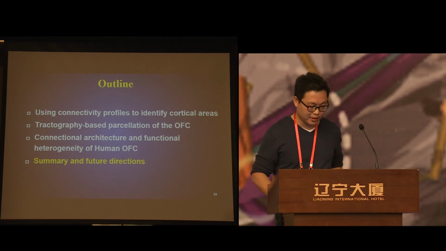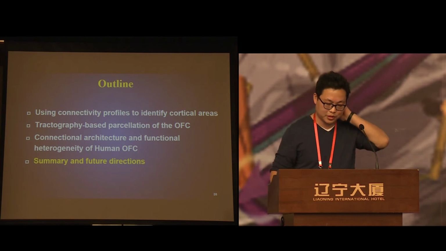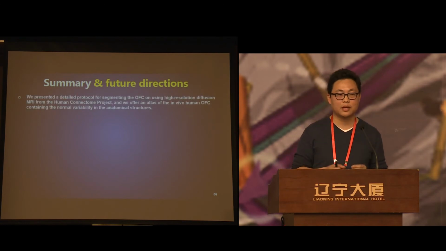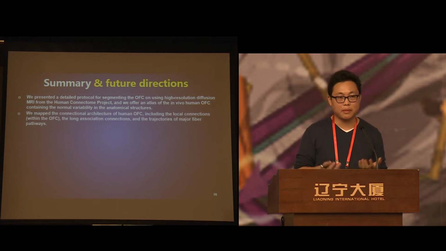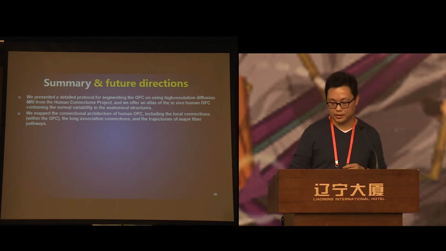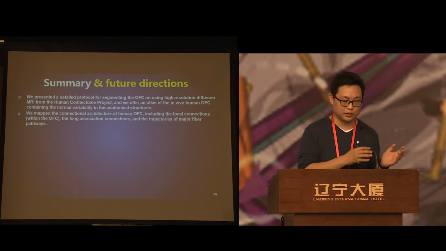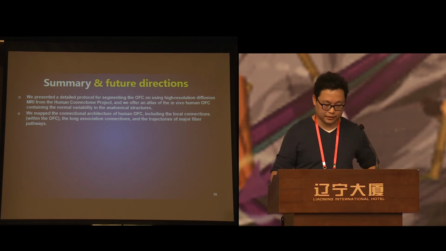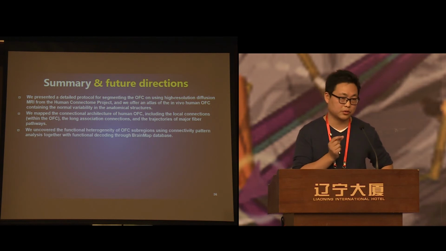And finally, we want to give a summary and a few suggestions. Here we presented a very detailed parcellation and also a hierarchical parcellation in the orbitofrontal cortex. We use the diffusion data to remap the connectivity architecture of each part in the brain, and we can use this to compare across different species. We uncover the functional heterogeneity of the orbitofrontal cortex.